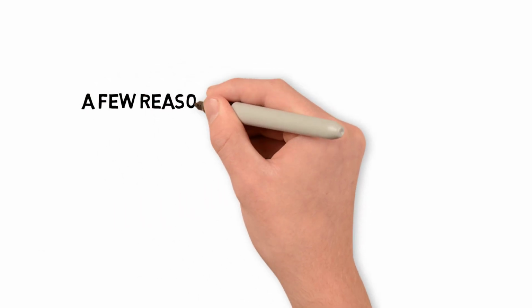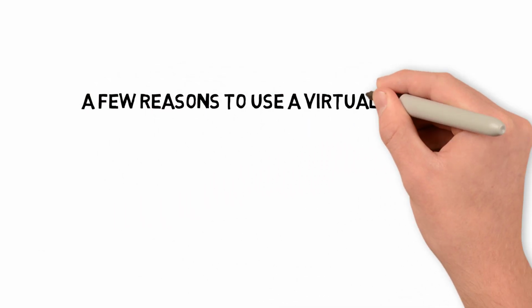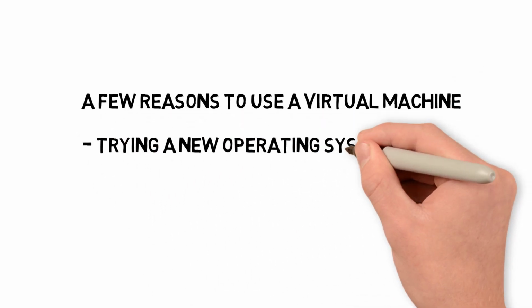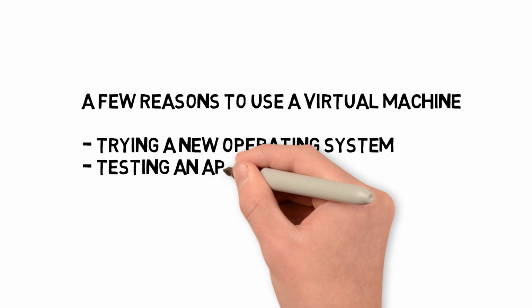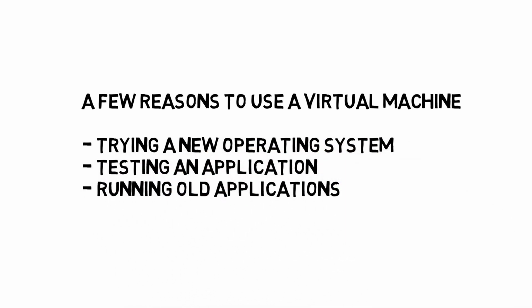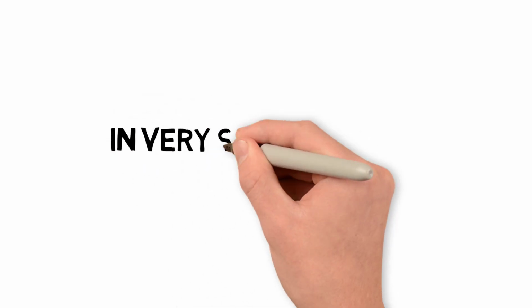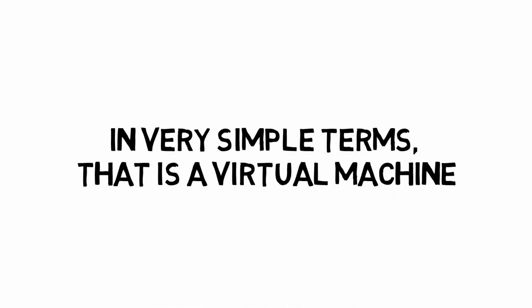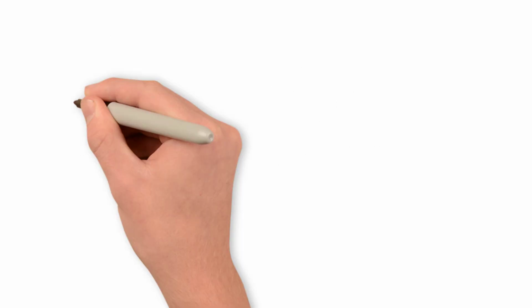There are many, many reasons why someone would want to use a virtual machine. For example, trying a new operating system, testing an application, and running old applications by installing an old operating system such as Windows 98. So there you go. In the most basic and simple terms, this is what a virtual machine is and how you could potentially use it.